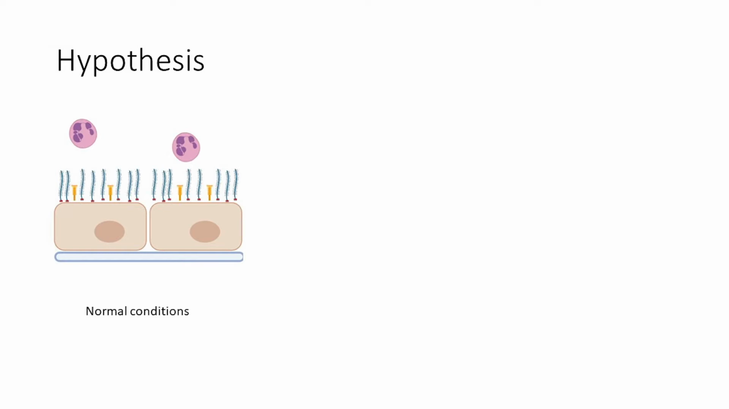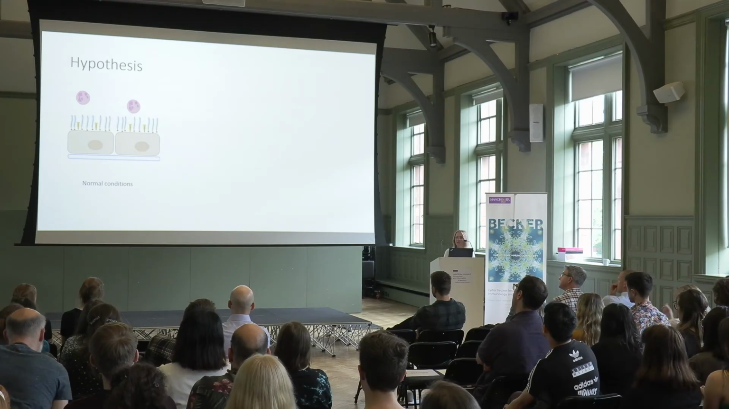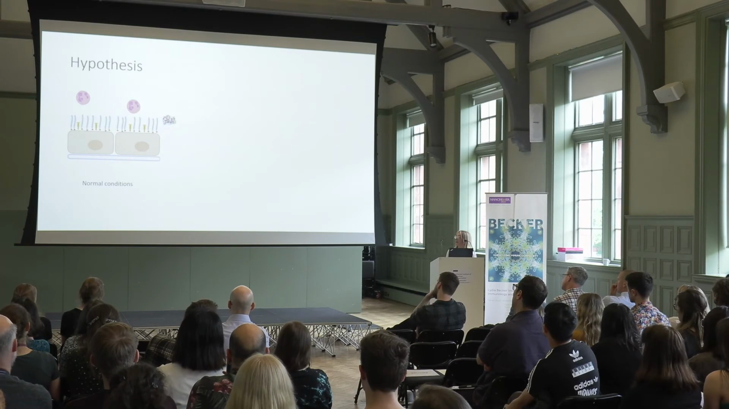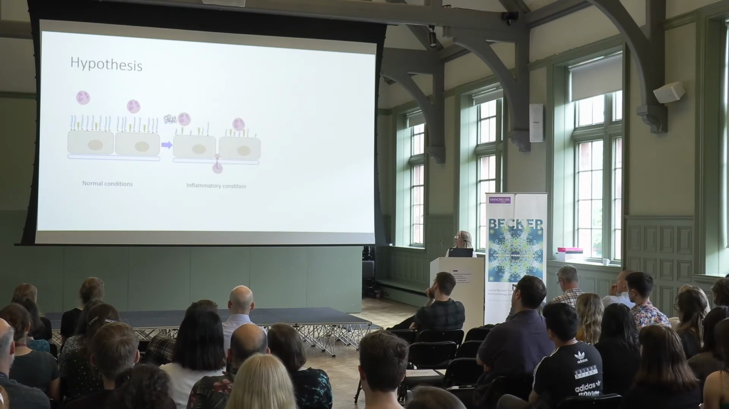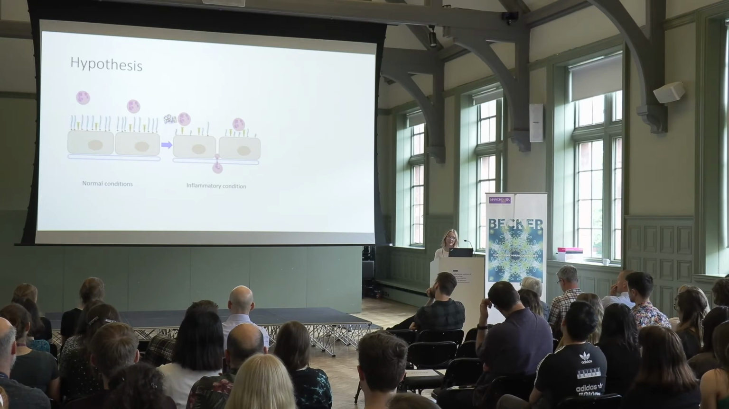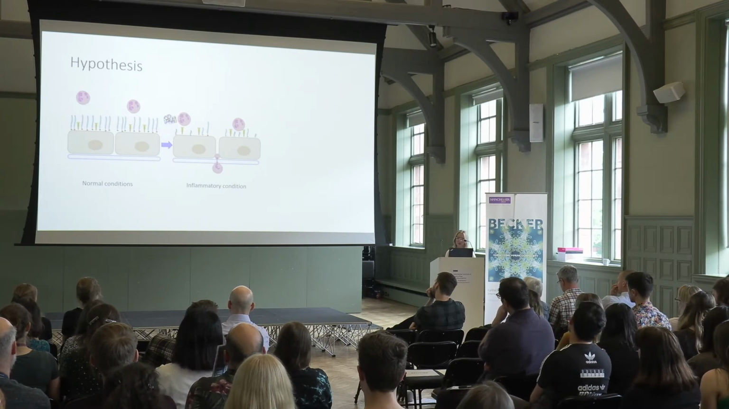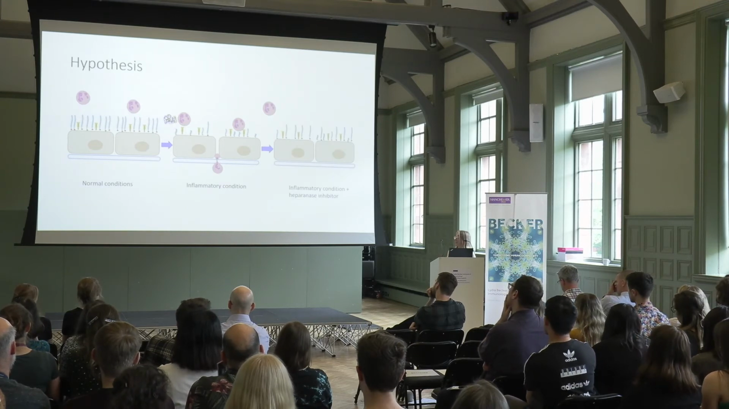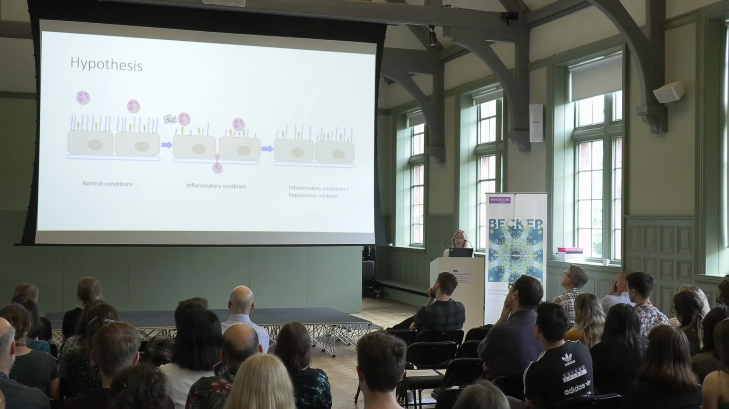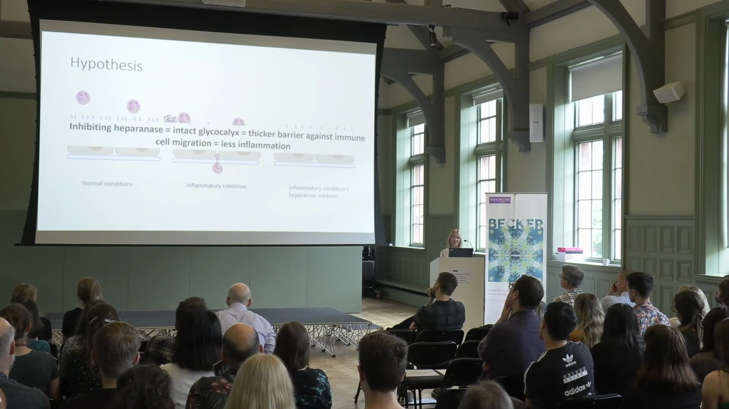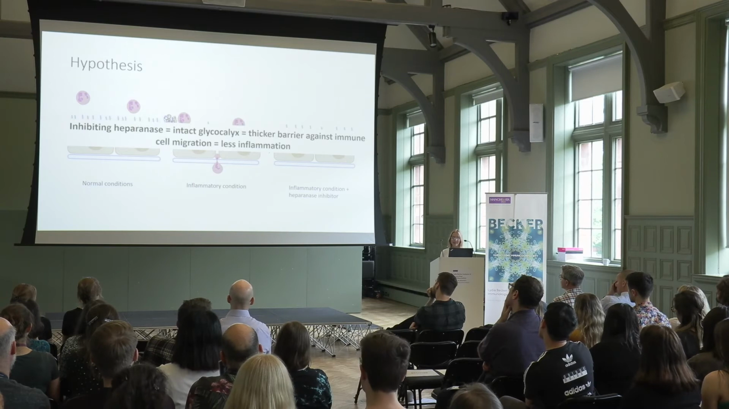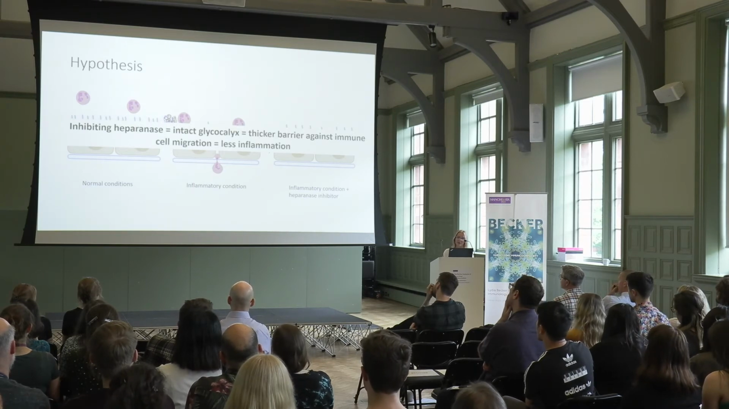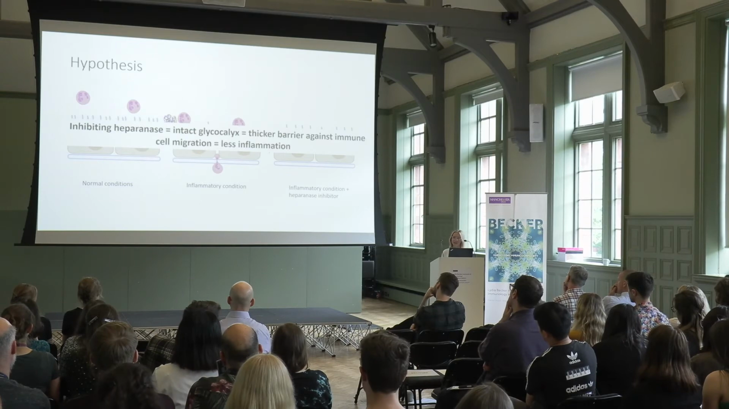So my hypothesis for this experiment was that under normal conditions, the glycocalyx can form a thick, intact barrier which will prevent immune cell migration into the tissue. However, under inflammatory conditions, that heparanase enzyme would come along, cleave off the heparan sulfate side chains, deplete the glycocalyx, exposing adhesion molecules, and more immune cell transmigration would occur. However, I thought when I added the heparanase inhibitor, it would lead to a more intact glycocalyx, and this would act as a barrier against immune cell migration. So inhibiting the heparanase enzyme would lead to a more intact glycocalyx, which would be a thicker barrier against immune cell migration, and I thought this would lead to less inflammation.